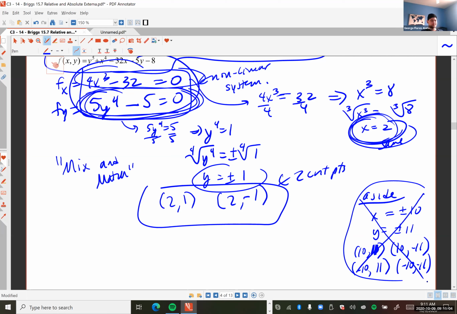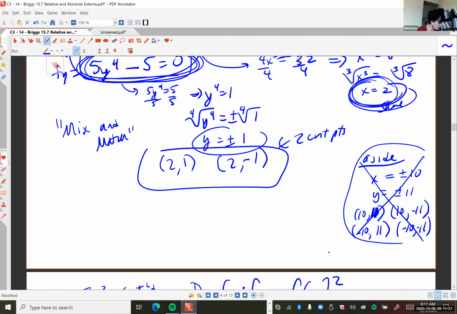Yes. Don't do it all the time. I have students who don't listen to me, or they only listen with half an ear open, and then they hear, oh, mix and match, and then they mix and match every single relative extrema problem, and I just give them zeros all across the board because that's not the point.